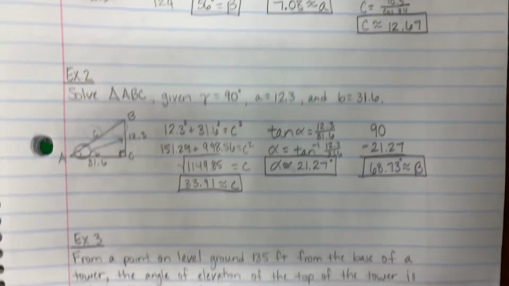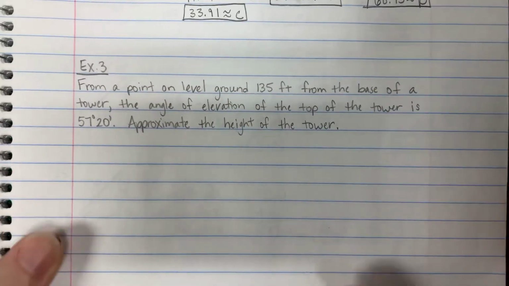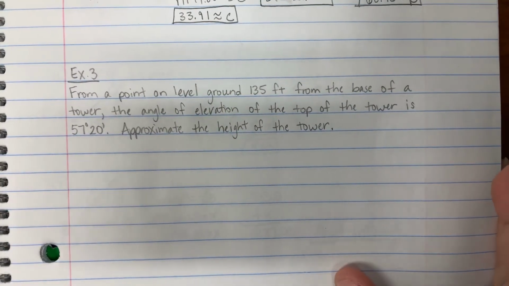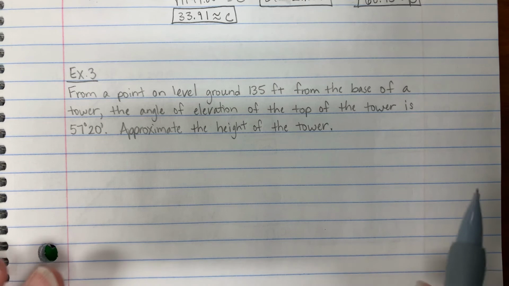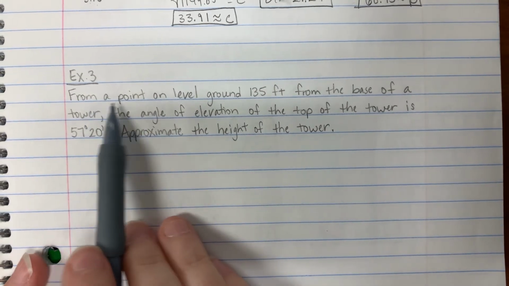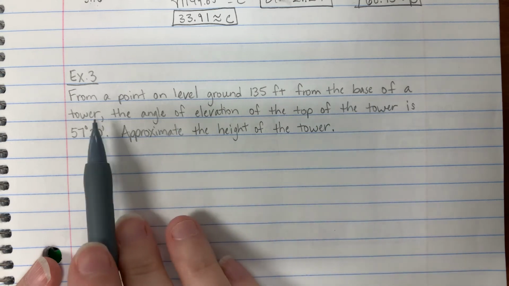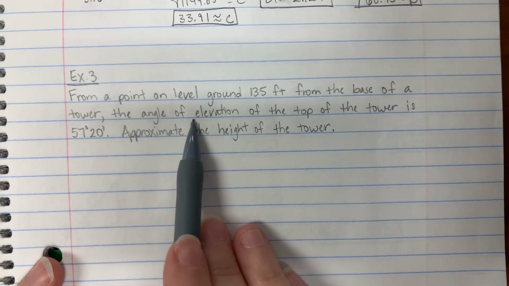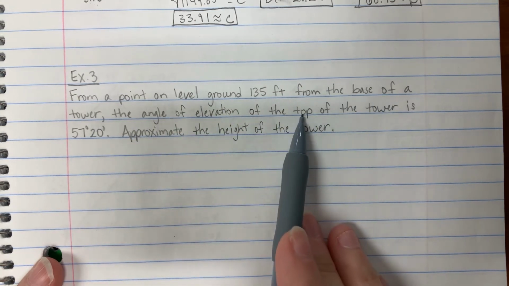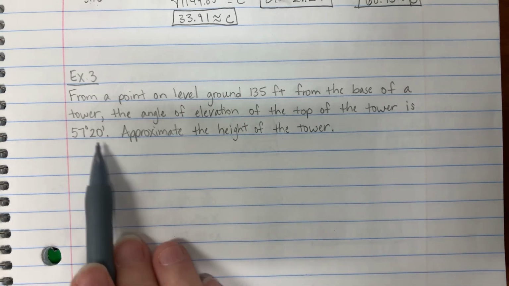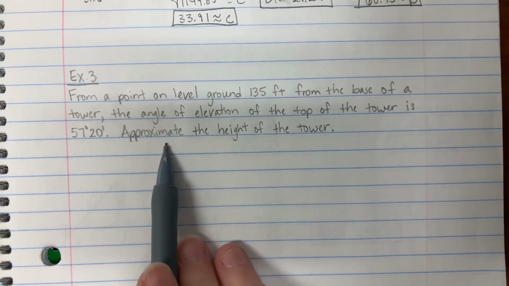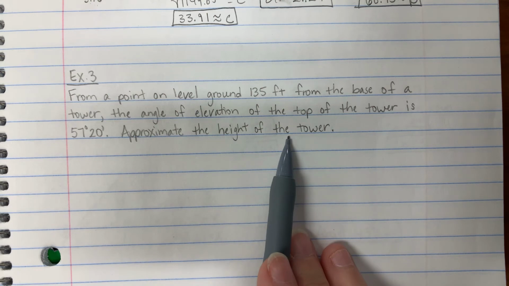Okay, the last example that I want to talk about is more of an actually applied problem, which is what this lesson is supposed to be about. So this one says, from a point on level ground, 135 feet from the base of a tower, the angle of elevation of the top of the tower is 57 degrees, 20 minutes. Approximate the height of the tower.